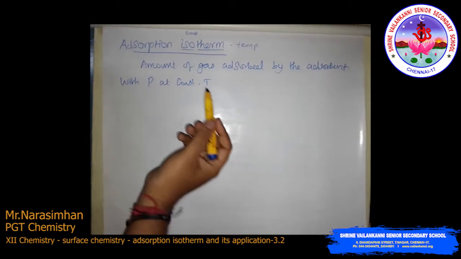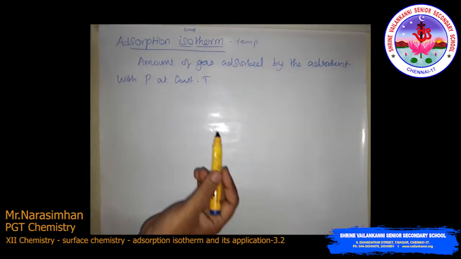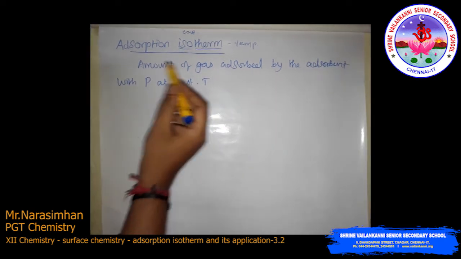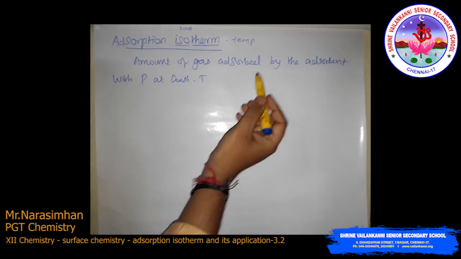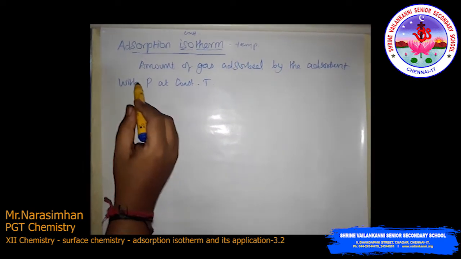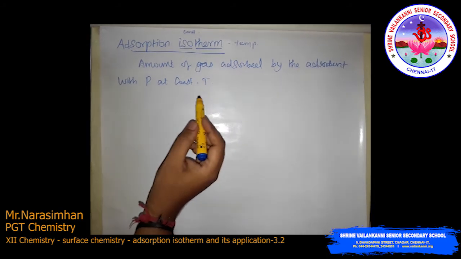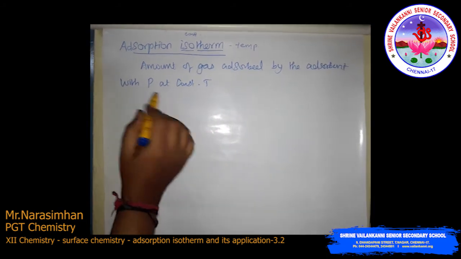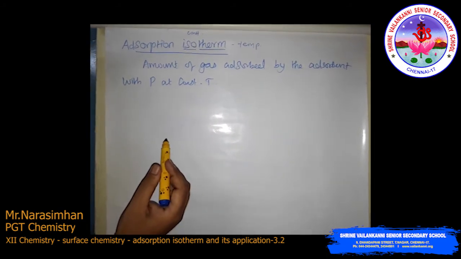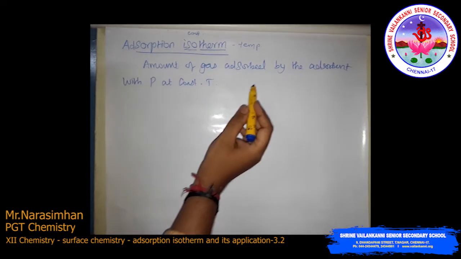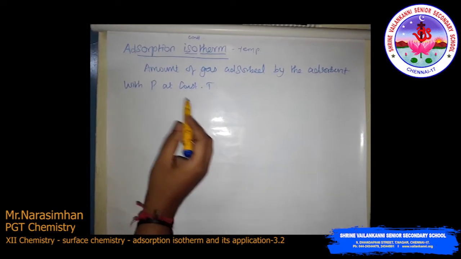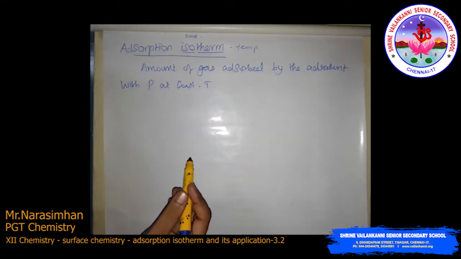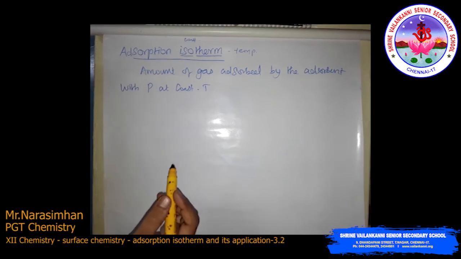The meaning of adsorption isotherm is the variation in the amount of a gas adsorbed by the adsorbent with pressure at a constant temperature. The amount of gas adsorbed by the adsorbent with pressure at constant temperature is called adsorption isotherm.